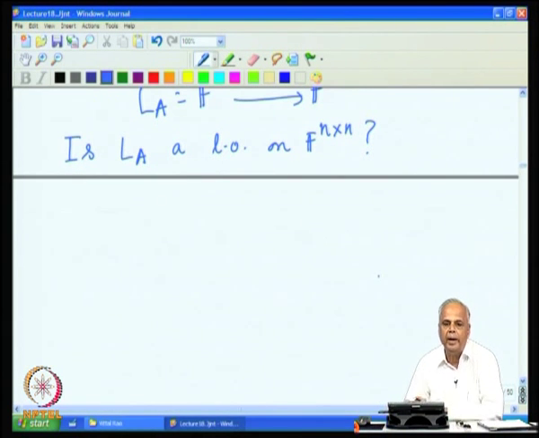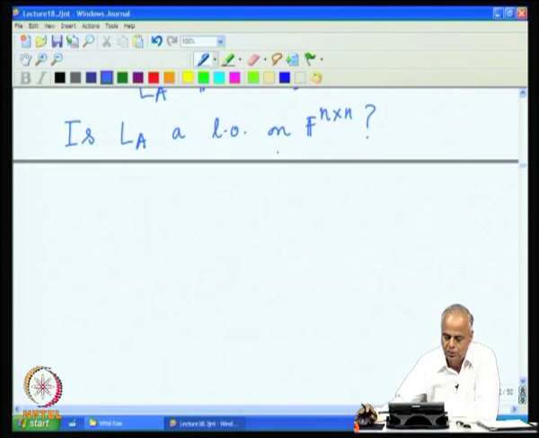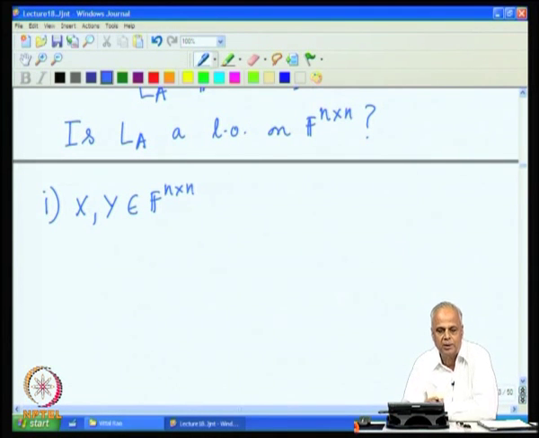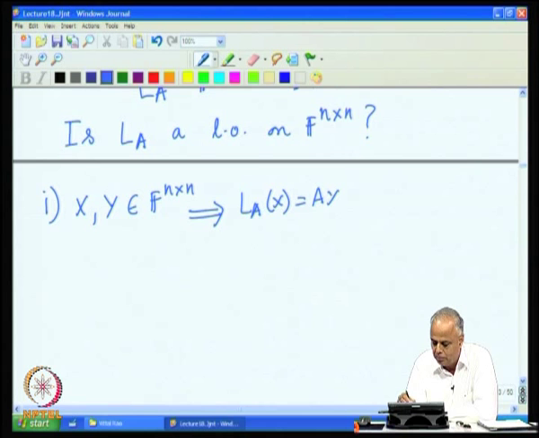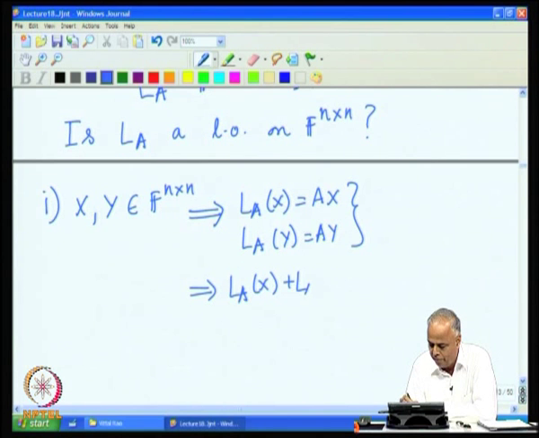Now, LA will qualify to be called a linear operator on Fn cross n if it preserves the two operations. Always the linearity comes from the two fundamental things, namely it preserves addition and it preserves scalar multiplication. So, let us verify whether LA does these two. If we have X and Y in Fn cross n, these are the two vectors in the vector space, because we have chosen the vector space to be the vector space of all n by n matrices. By our definition, LA of X is left multiplication of X by A, LA of Y is left multiplication of Y by A. And that says LA of X plus LA of Y is AX plus AY.